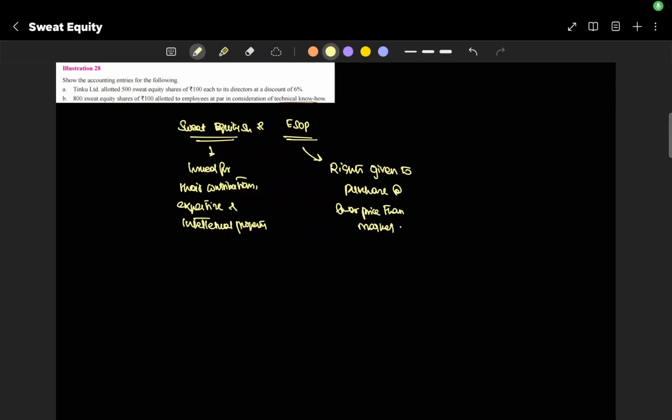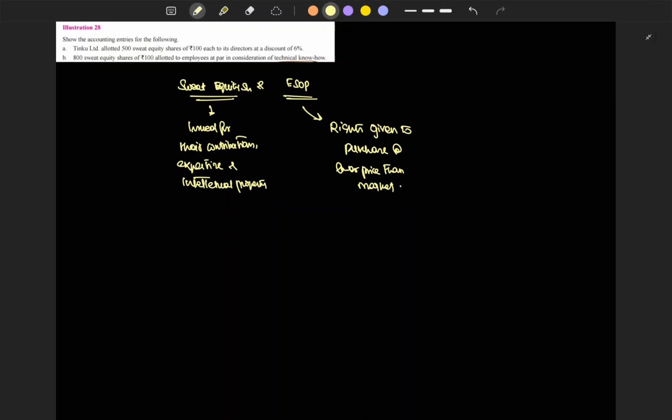Hey guys, welcome back. Today we are going to see sweat equity shares problems from corporate accounting, and this is one of the very small concepts in chapter one of corporate accounting. We might have some confusion between sweat equity shares and the ESOP.